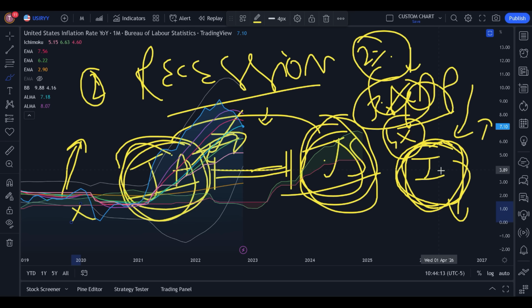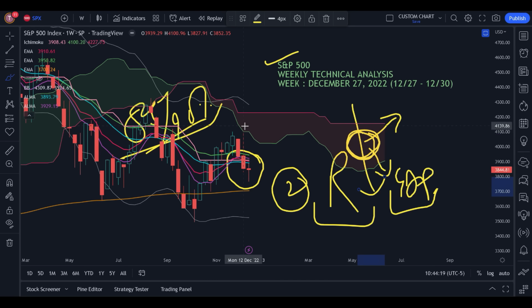Now, because the Feds will be more aggressive, that is why the market is fearful. Means the stock market is fearful, and that is why we are seeing the heavy candles. Okay, see, this is just the beginning.